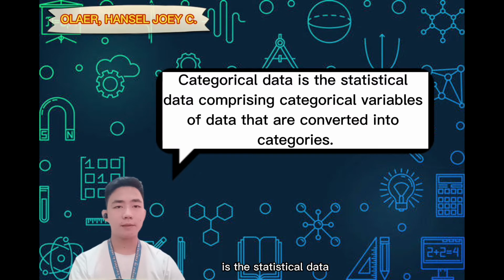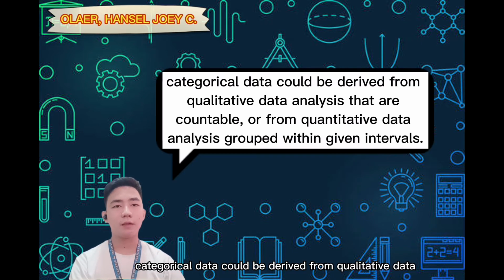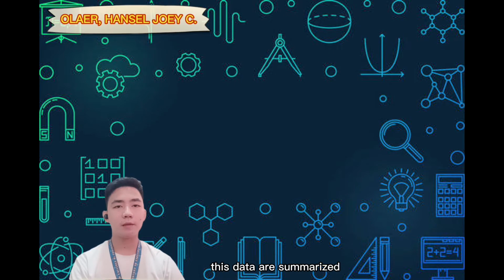Categorical data is statistical data comprising categorical variables, or data that are converted into categories. One of the examples is grouped data. More precisely, categorical data could be derived from qualitative data analysis that are countable, or from quantitative data analysis grouped within given intervals. These data are summarized in the form of a probability table.